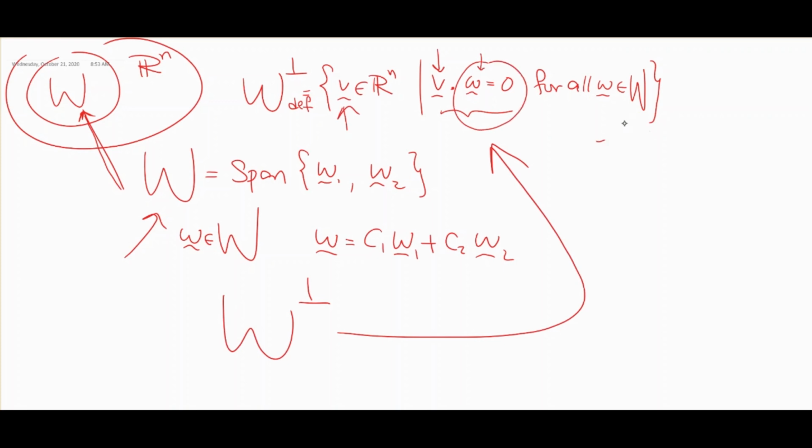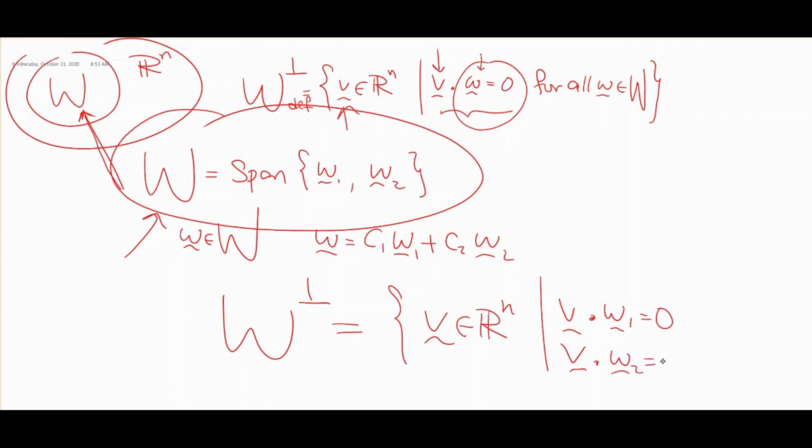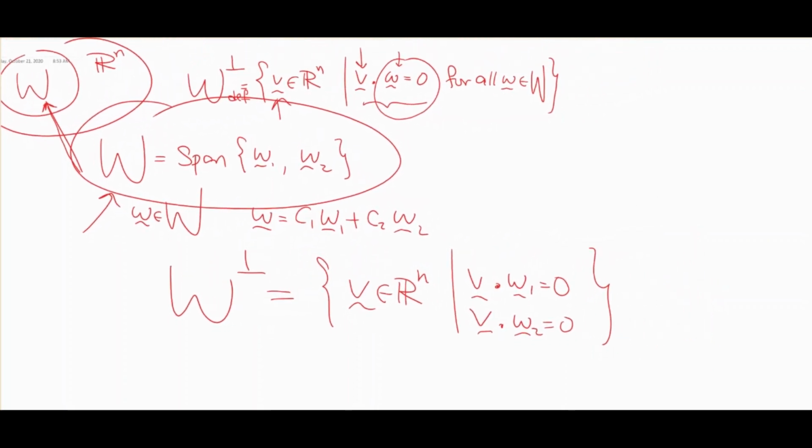This is just too much to do, but in these situations where your W is the span of w1 and w2, then to find W perp, you just have to find a vector V in Rn such that V dot w1 equals 0 and V dot w2 equals 0. That is to say that in order to find the elements that are orthogonal to every element in this vector space W, it is enough just to verify these two conditions. So it significantly reduces the amount of work that we need to do in order to find W perp.